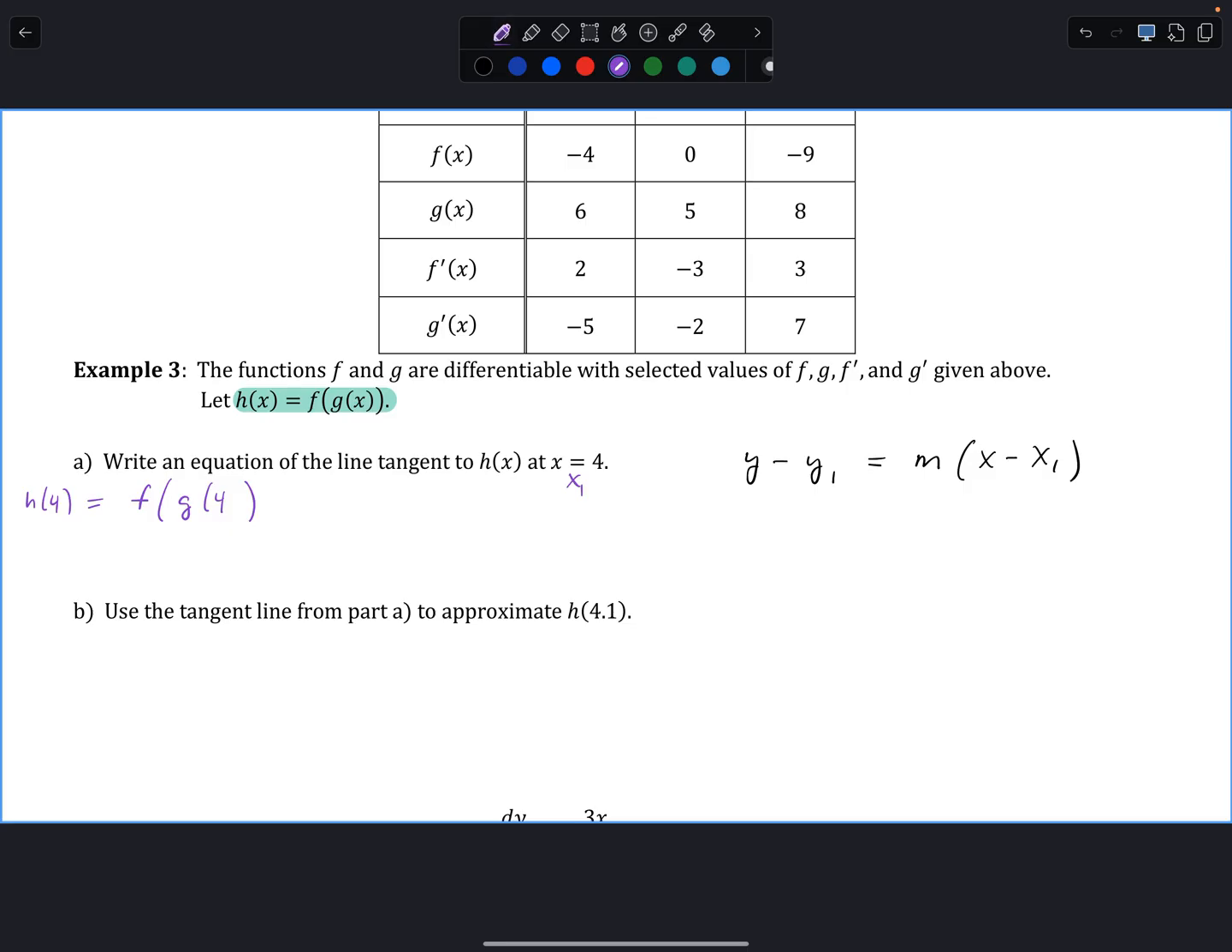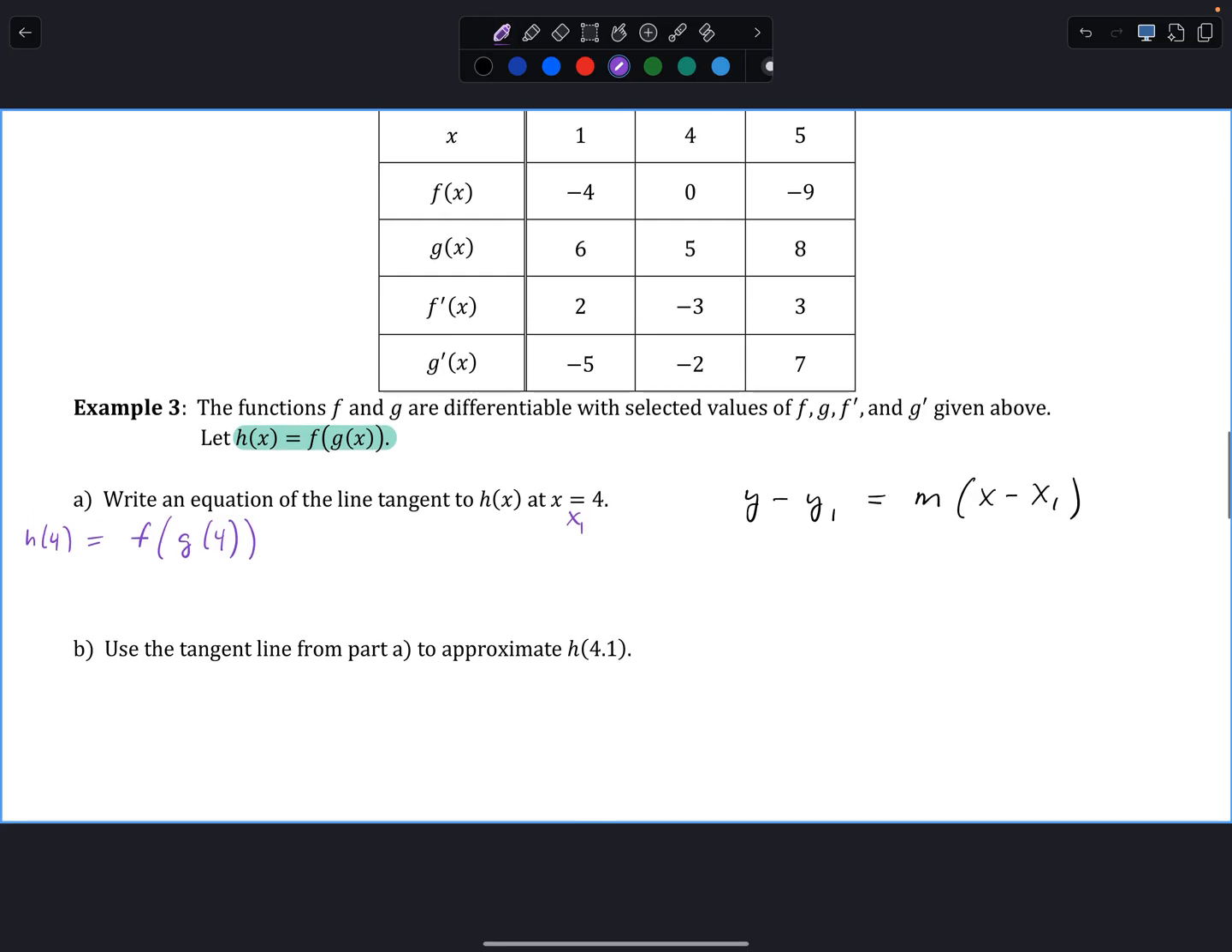Now this is a composition. So remember we do the inside and then the outside. So the first thing you're going to do is, what is g of 4? So look at your table, guys. What's g of 4? 5. So this is the same thing as just f of 5. Now let me give you guys a hint. Do you guys see how we got f of 5? Let's say you got 2. Do we have f of 2 or anything of 2 in our table? No, so I wouldn't give you something like that. Whatever you get here has to be in your table. Otherwise, it doesn't make sense. Okay? So what's f of 5 according to our table? -9. So this is your y1.